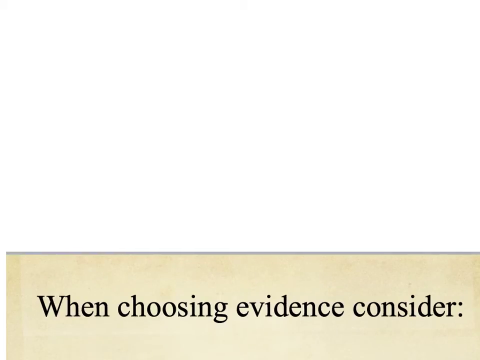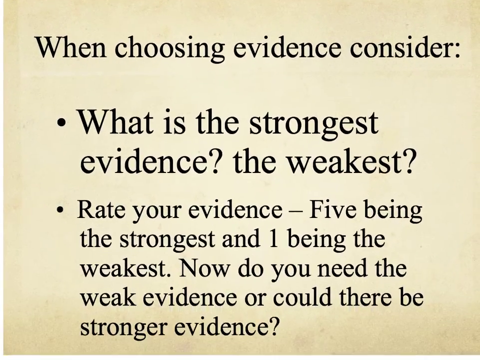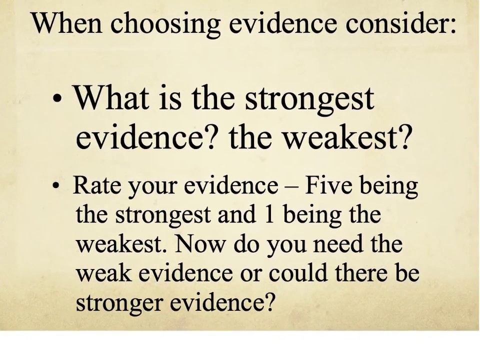And finally, when choosing your evidence, consider, you're going to rate it pretty much. What's the strongest evidence and what's the weakest? Maybe you have 3 really good pieces of evidence and then you have 2 that are weak. I would always get 5 or 6 pieces to support your thesis, but in your strongest evidence, do you really need the weakest? Can you prove your thesis statement with those 3 strongest pieces? If you can, then maybe you throw out the weakest.